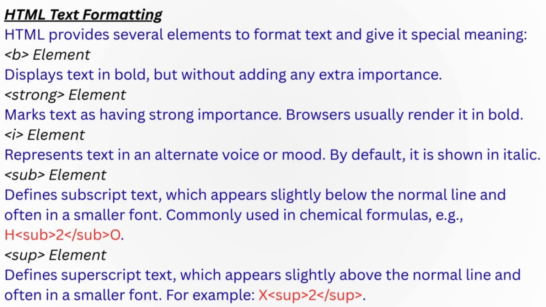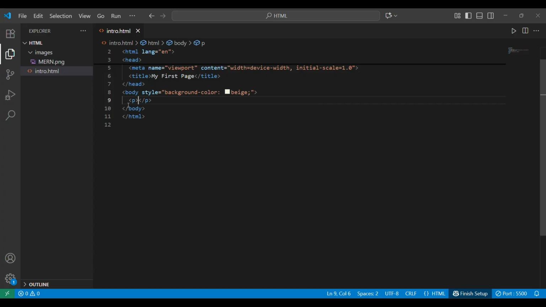The sub element is used to make the text appear slightly below the normal line. The SUP element is used to make the text appear slightly above the normal line. For example, if you want to write H2O, you will use the sub element, and if you want to write x square, you will use the SUP element. Now let's practice some of the text formatting elements.